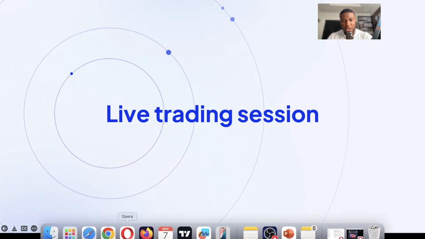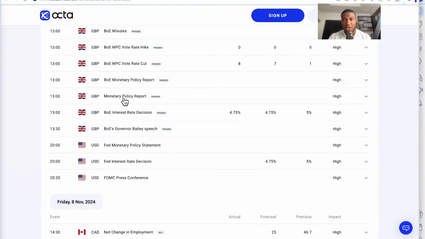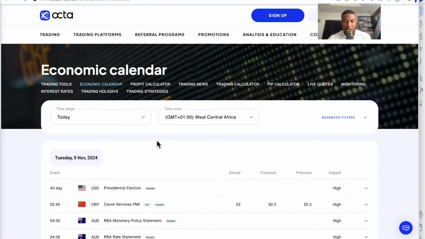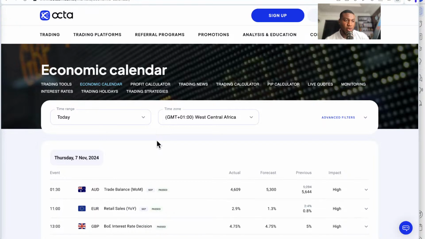We're going to go over the economic calendar right now, the Octa economic calendar. I just want to show you guys exactly how it works and how I go over the analysis process, or my process of analyzing the markets, so you guys can adopt that as well. The first thing I like to do is to use the Octa economic calendar. I've already done this today, but I want to show you guys how to use it, how you can apply it to your trading, and so on.